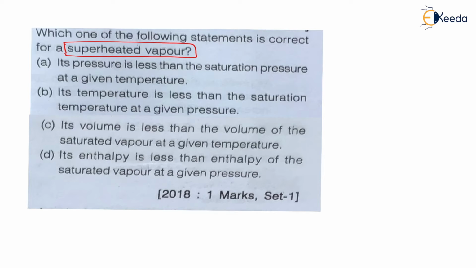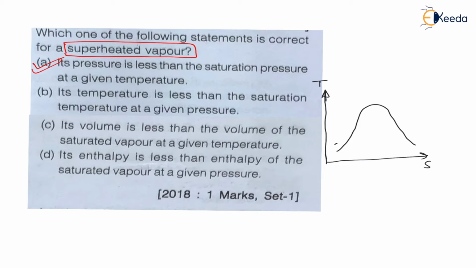Now out of these 4 statements, option A is the correct statement. Let us understand this option A. My dear students, let us draw a temperature versus entropy diagram. On this temperature entropy diagram, there will be a liquid vapor dome and the constant pressure lines. Let us draw one constant pressure line.